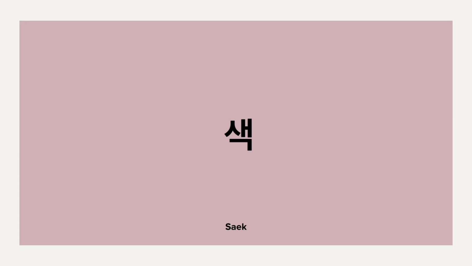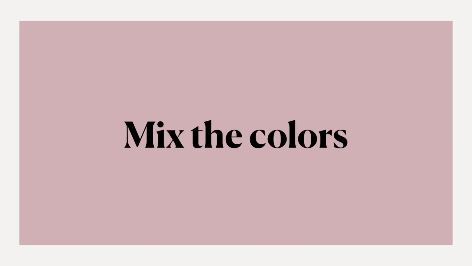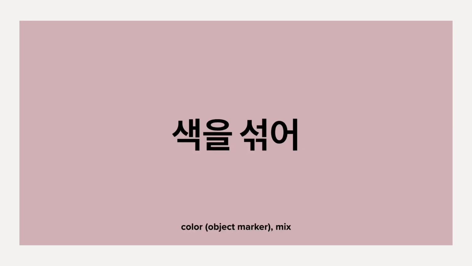색. 색 means color. Okay, now then how would you say mix the colors? 색을 섞어. Here, 색 means color. 을 is an object marker. 섞어 means mix. 색을 섞어.